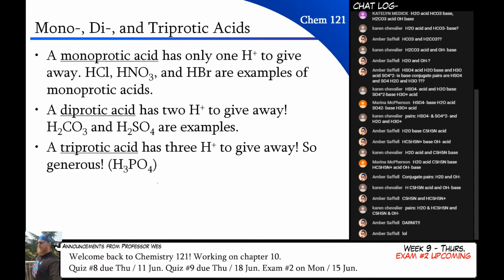Every time you remove an H plus, you have to take away the H plus from the formula where it came from. So H3PO4 would become H2PO4 minus to balance out the plus that I took away. And then if I did this again, I get another H plus and HPO4 2 minus. And if I did it again, I get PO4 3 minus.